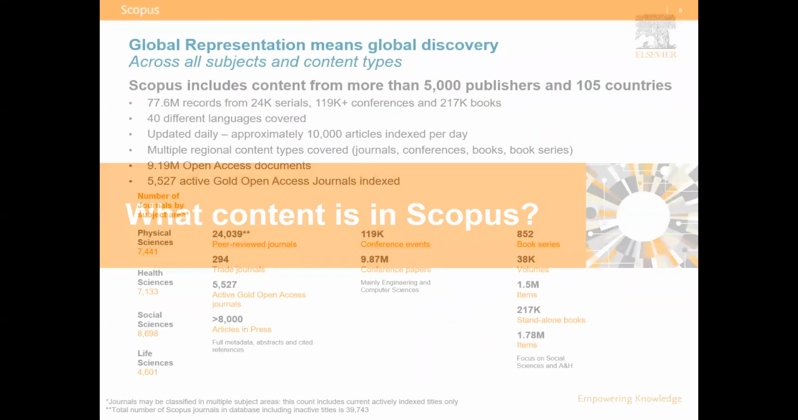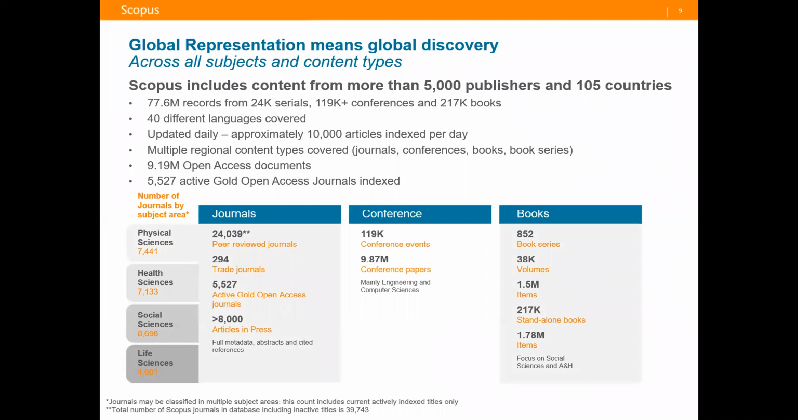People will be asking us what content there are in Scopus. So with 77.6 million records, it comes across a whole range of content, right? Be it physical sciences, health sciences, social sciences, and life sciences. The journals include peer-reviewed journals, trade journals, open access journals, and we also include articles in press. Within the conferences itself, we have about 120,000 conference events and up to 10 million conference papers. We also have quite a significant amount of books as well, in terms of book series, items, books, and items.